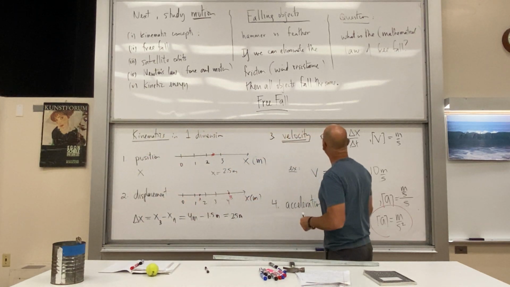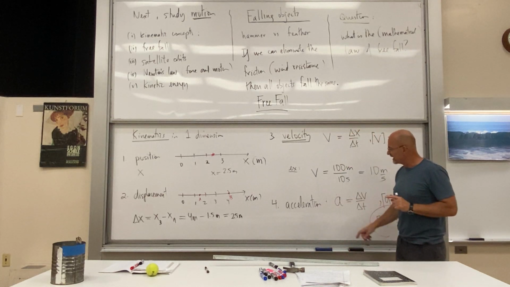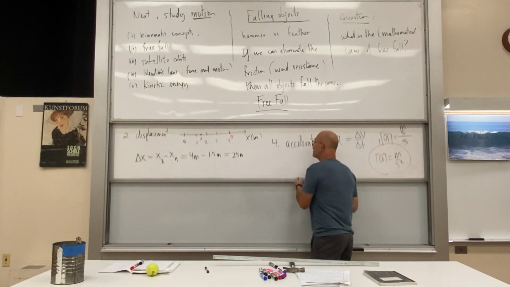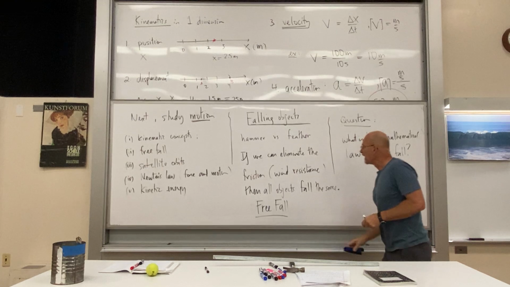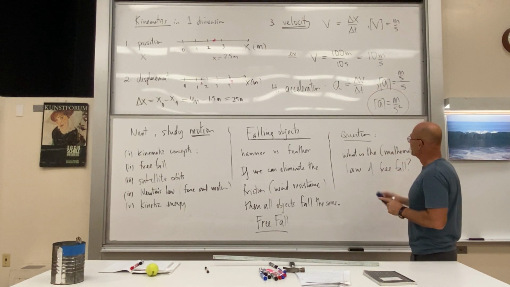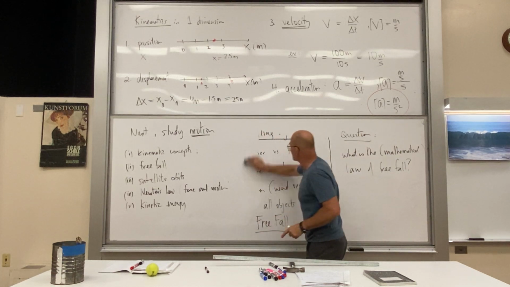We wanted that law. What's the mathematical law of free fall? Well, we already see it's an accelerated motion. So let's go ahead and write that down as an example. And we can do even better than that, but that's a beginning. Okay, so let's go ahead and leave that list up.